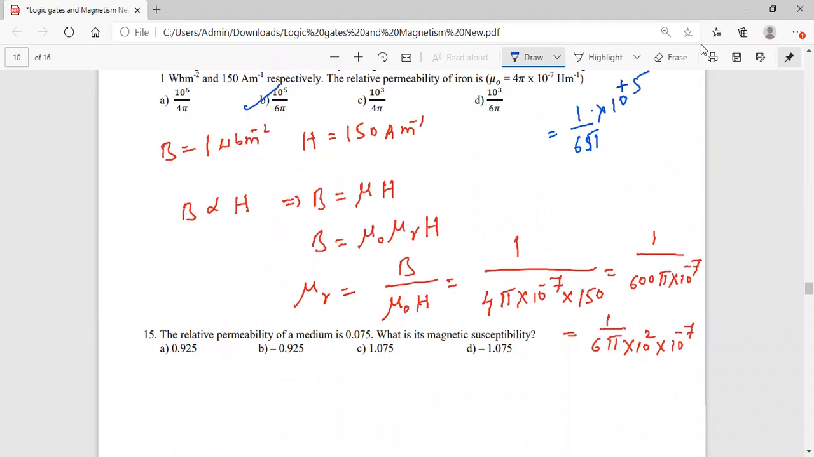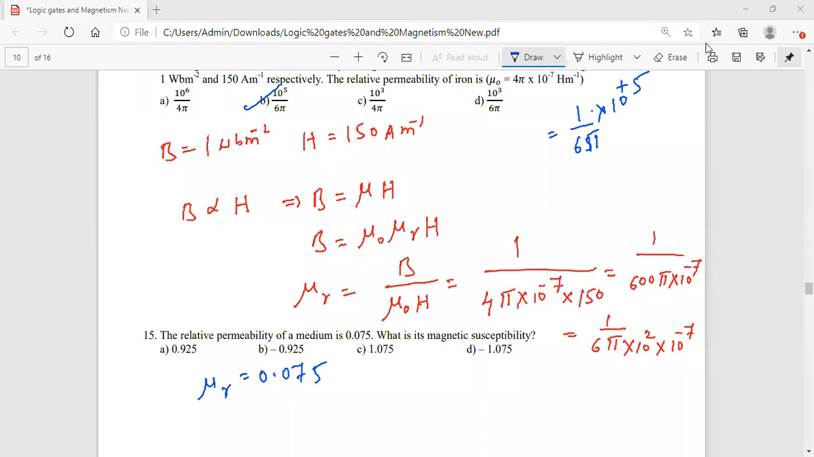Next one. The relative permeability of the medium is 0.075. And what is its magnetic susceptibility? They are given mu r. So mu r is equal to 0.075. What is magnetic susceptibility? Now we want to calculate magnetic susceptibility.